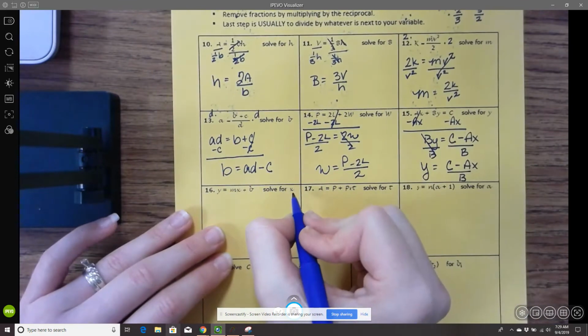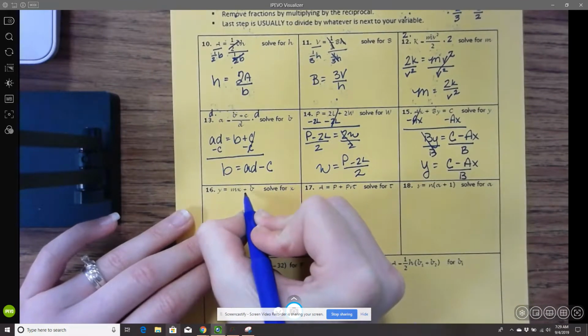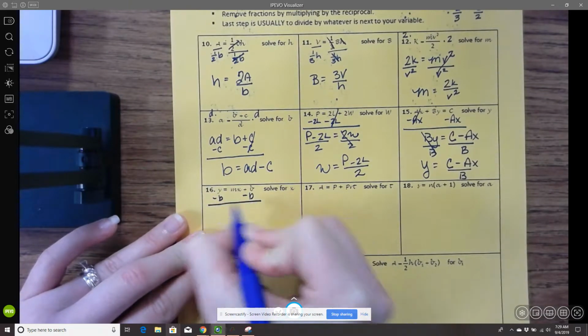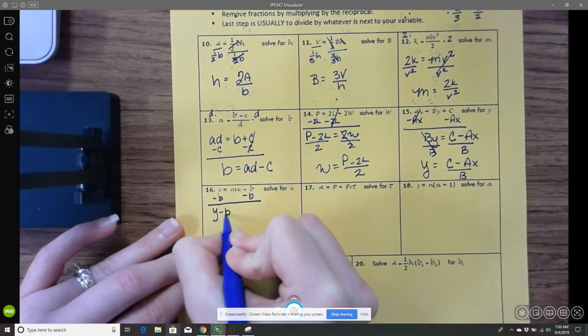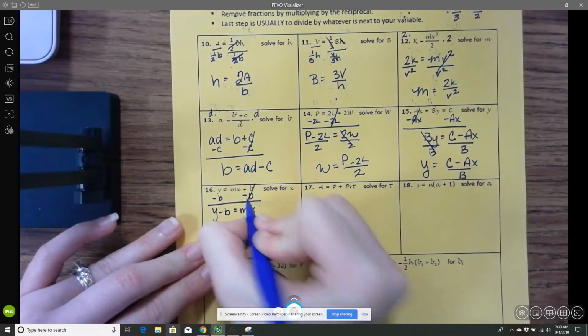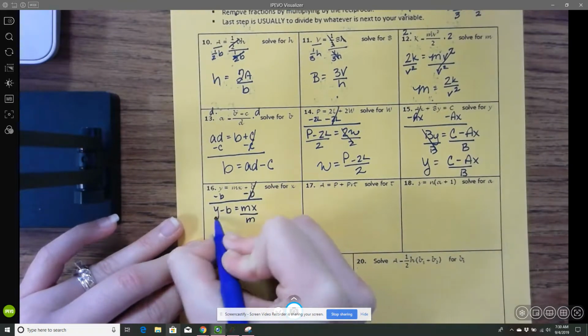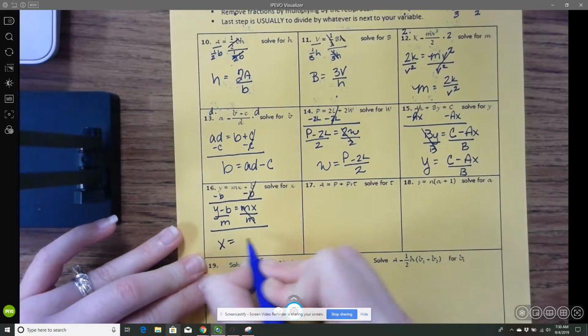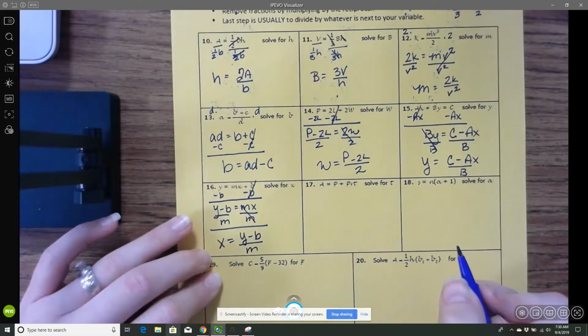All right, now we're going to solve for X. So I'm going to get rid of the B, move the B first. So I'm going to subtract the B from both sides. So Y minus B equals MX. Then I can divide both sides by M. This cancels. So X would equal Y minus B divided by M.